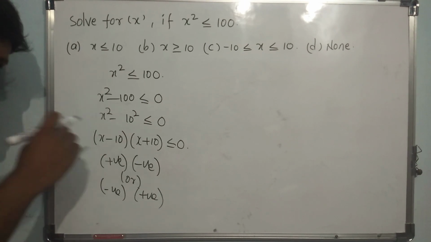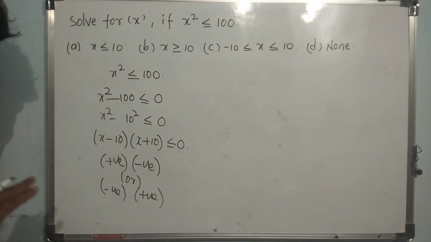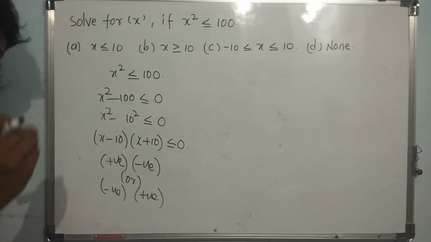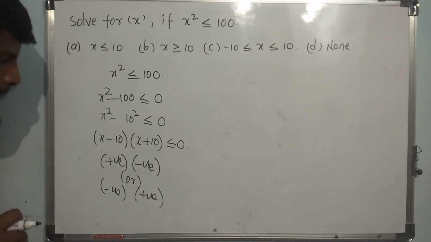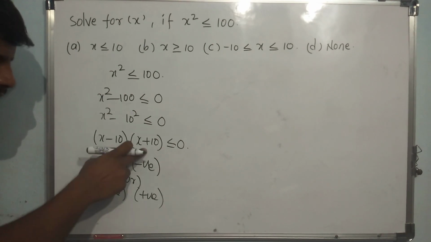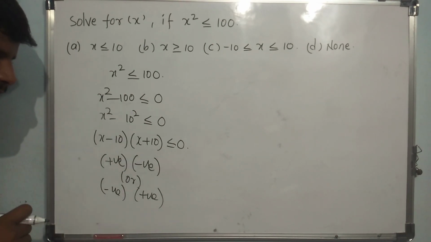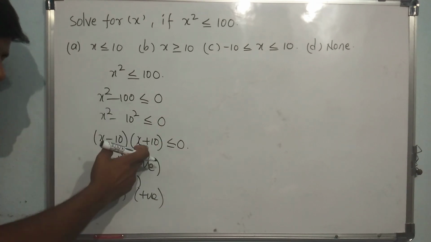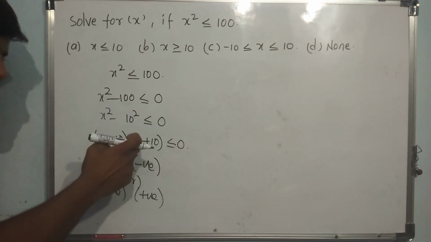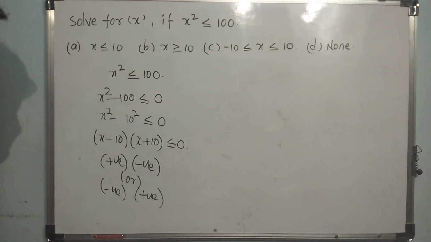If x is below 10, it becomes negative. Completed. So 10 is a deciding number. Coming back to x plus 10, it becomes 0 for x equal to minus 10. More than minus 10, it becomes positive. Below minus 10, it becomes negative.